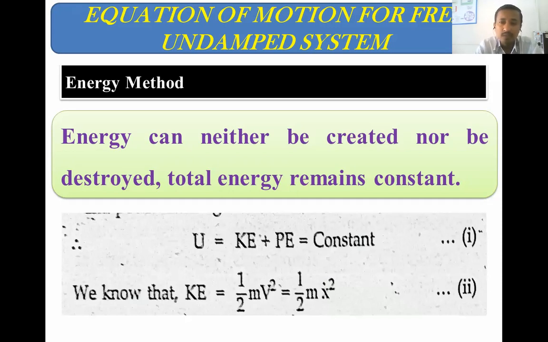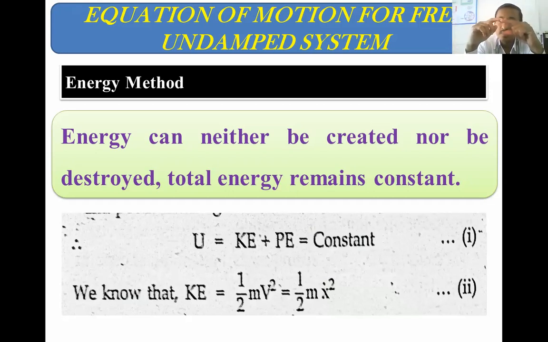Now look, in case of vibration, what does vibration mean? It is ultimately to and fro motion. That means conversion of potential energy into kinetic energy, and kinetic energy into potential energy. Kinetic energy and potential energy keep converting, and therefore the body vibrates. In a vibrating system, the total energy is constant.